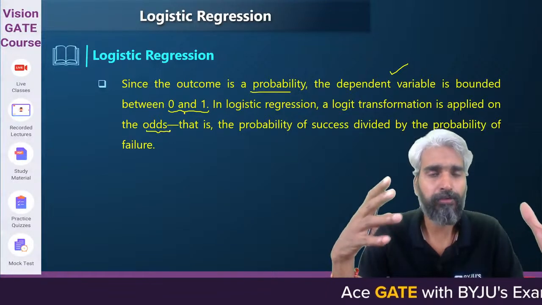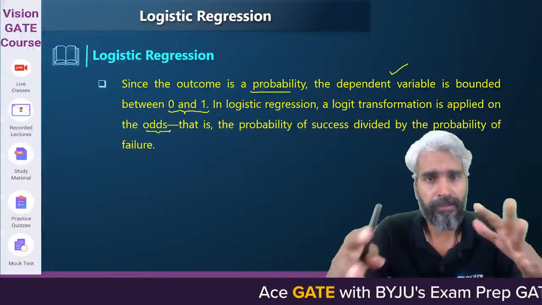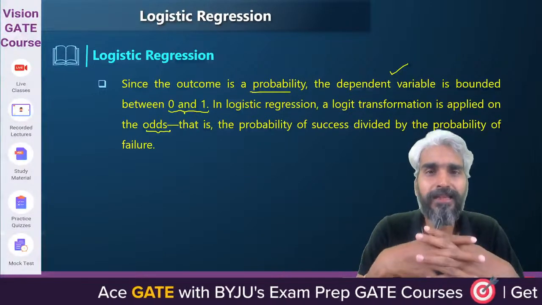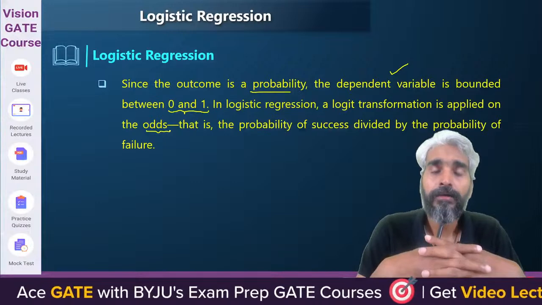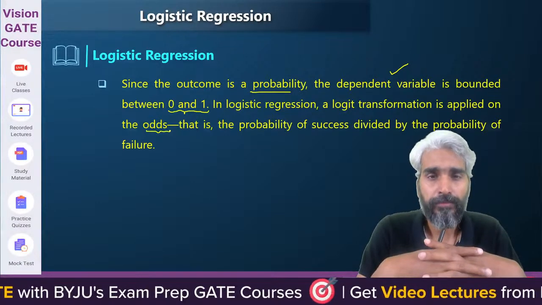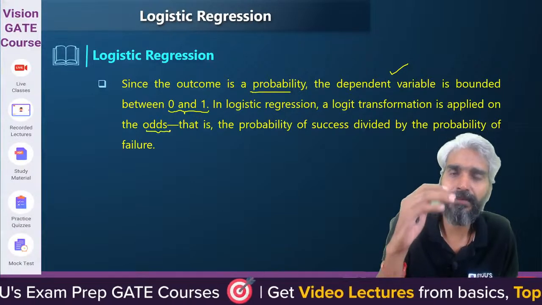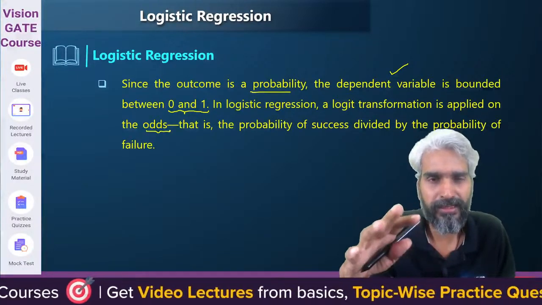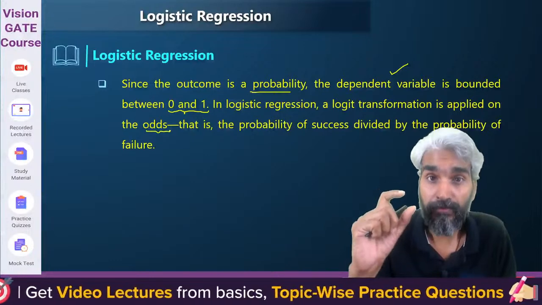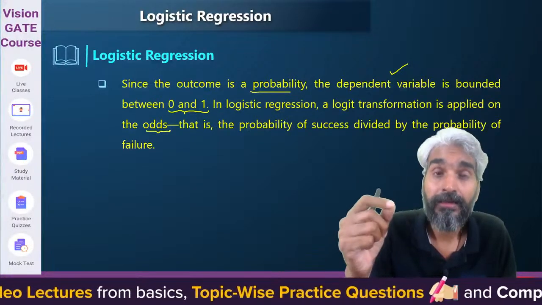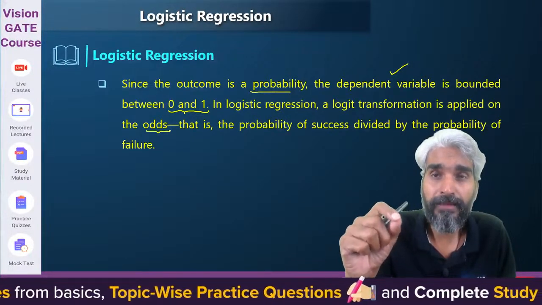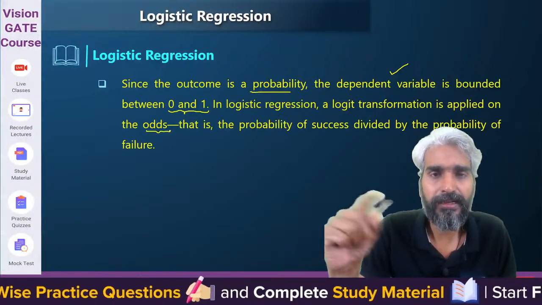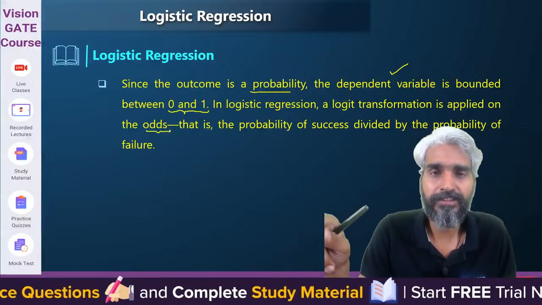Please try to understand there is a basic difference between the odds and the probability. What are the odds of an event to occur? The odds of an event to occur is the probability that the event will occur divided by the probability that the event will not occur. Whereas what is the probability of an event to occur? The probability of an event to occur will be the chances of that event occurring divided by the overall number of ways in which the event can occur.